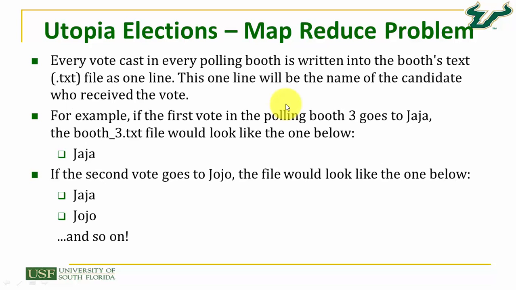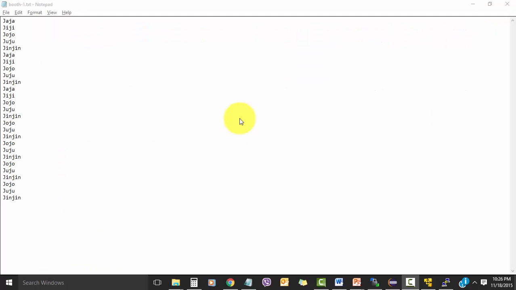After the voting, each polling booth will have an output of a text file, and within each text file of each booth, every vote cast for a candidate will be represented by one line. For example, if the first vote of polling booth 3 goes to Jaja, the first line would look like Jaja, and if the second vote goes to Jojo, the second line will have Jojo, and so on. So here is a text file example for booth number 1. You can see all the candidate names here, which represents each vote by a different person.